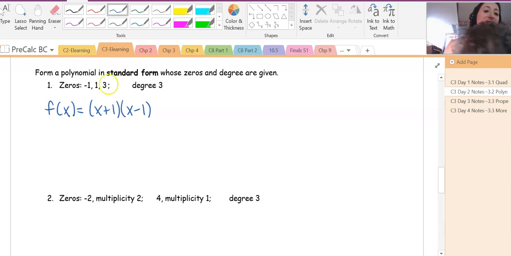And if you have a 0 of 3, then we'll have an x minus 3. Now, this is factored form, okay? But this problem requests standard form. So guess what you get to do with this now? FOIL! All right, so let's go ahead and FOIL it.